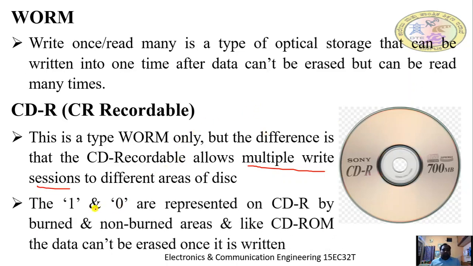Here, the logic 1 and logic 0 are represented on the CDR by burned and non-burned areas. Like CD-ROM, data can't be erased once it is written. So in both the cases, once the data is written it cannot be erased. But in both the cases, we can read the data as many times as we wish.